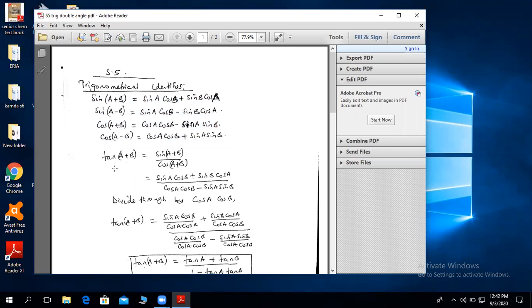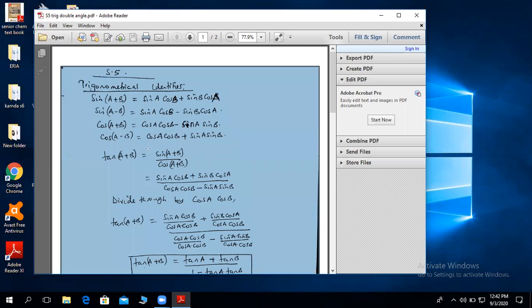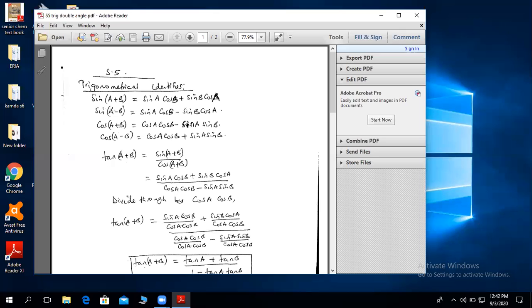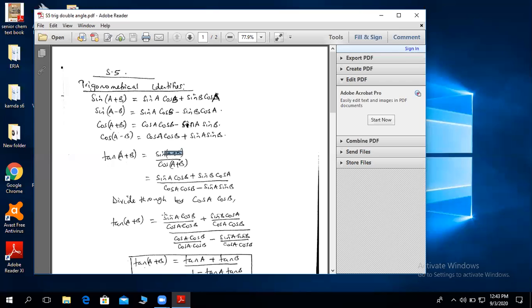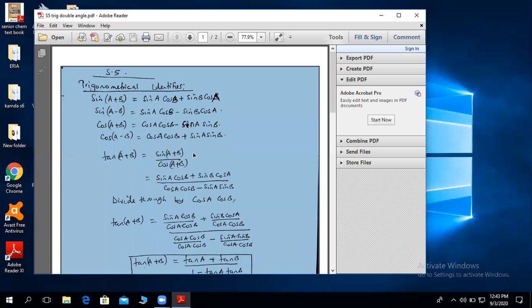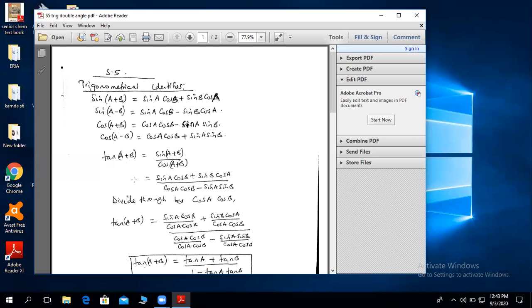How do we get the one for tan? Remember tan A is the same as sine A out of cos A. In other words, tan is sine out of cos. So if I want tan of A plus B, it will be equal to sine of A plus B, then divide by cos of A plus B. So tan is sine out of cos, and I think you know that.